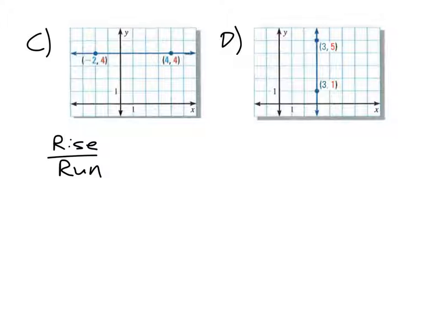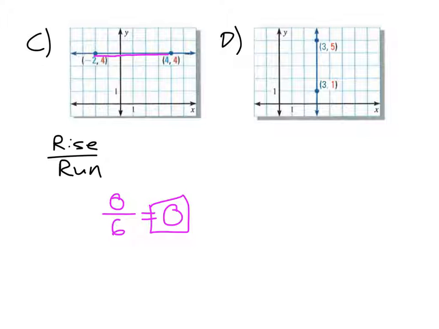Now, in example C, I don't have a rise here. I actually start at 4 in the y direction, and I end at 4. I don't go up or down at all. I just go straight sideways. Because I go neither up nor down, my rise is 0. And my run goes 1, 2, 3, 4, 5, 6. I go to the right 6 spaces. Now 0 over 6, when I simplify that, I am just going to get 0 as my slope.